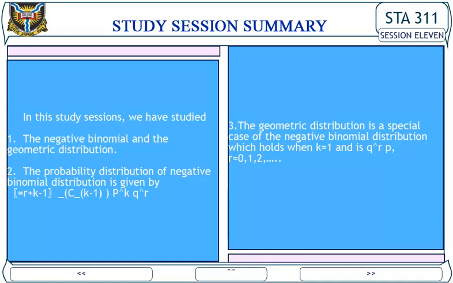Summary of study section 11. In these study sessions, we have studied 1. The negative binomial and the geometric distribution. 2. The probability distribution of the negative binomial distribution is given by the formula. 3. The geometric distribution is a special case of the negative binomial distribution which holds when K is equal to 1, and is given for R equal to 0, 1, 2.